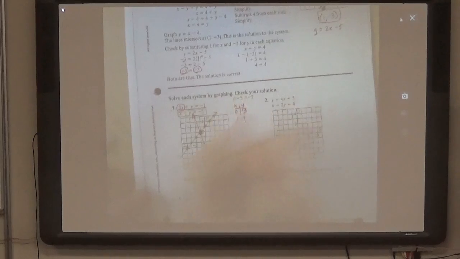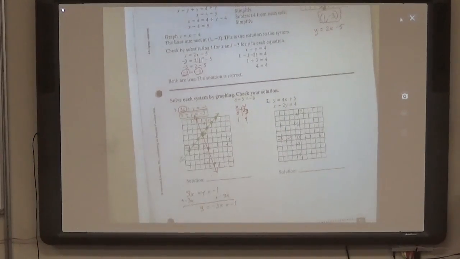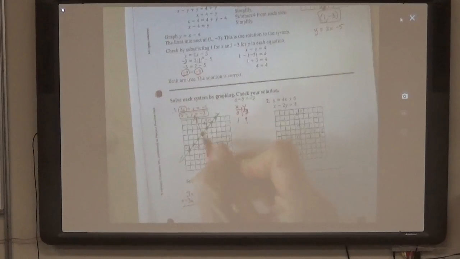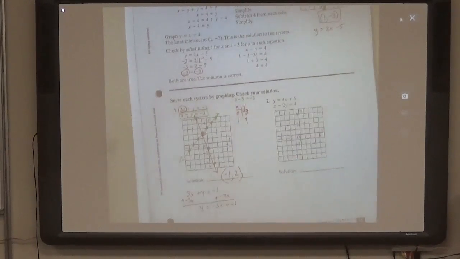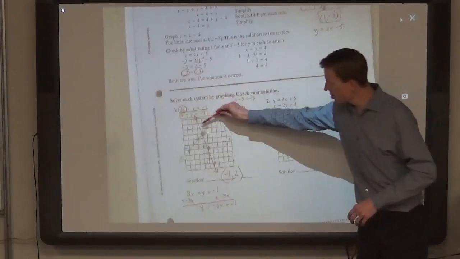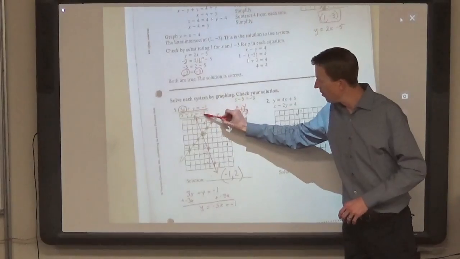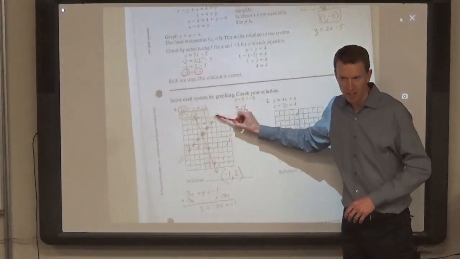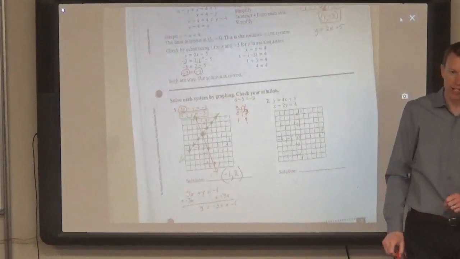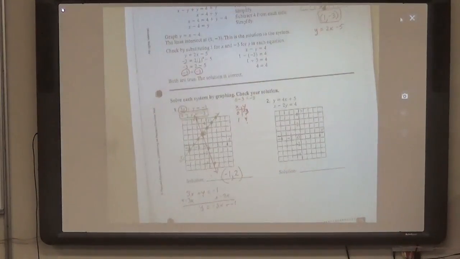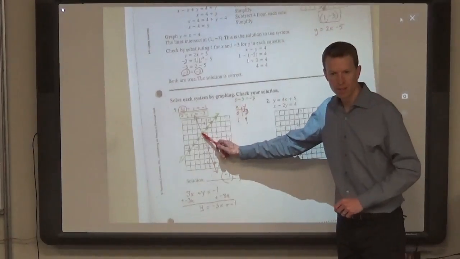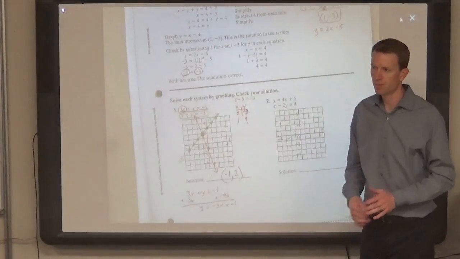So this is where the second line goes, and this is the point of intersection. -1, 2. No. Because these equations will only give you this line, and this equation will only give you this line. That's the only possible answer for those equations. And so they're only going to cross at one point. Okay?